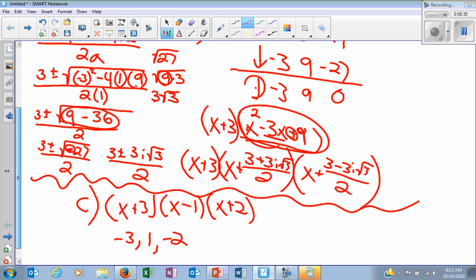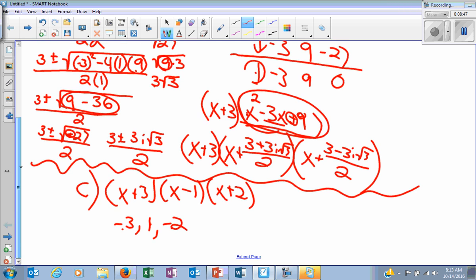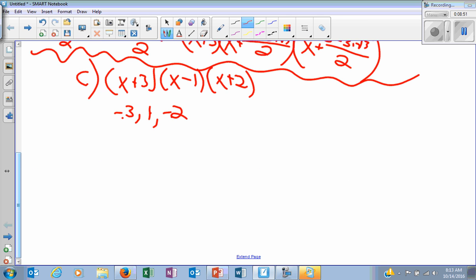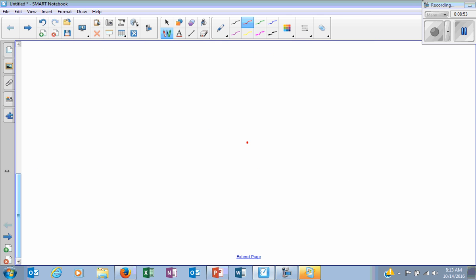These are ordered pairs, though, right? So how else could I write it? Negative 3, comma, 0. 1, comma, 0. Negative 2, comma 0. Are you with me on that? This page is going to be huge. All right, so that's all of number 1.